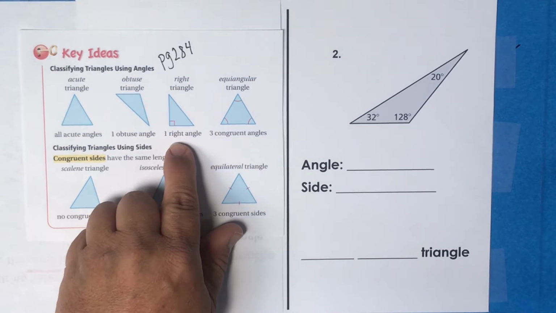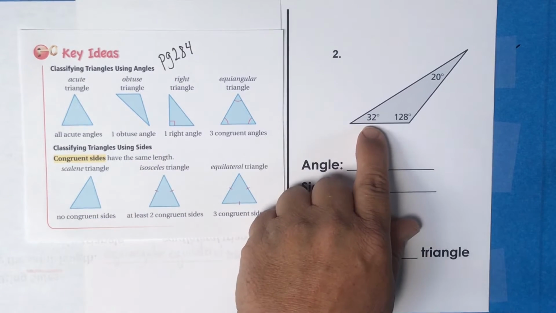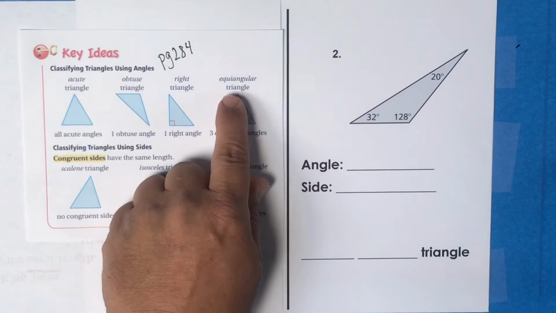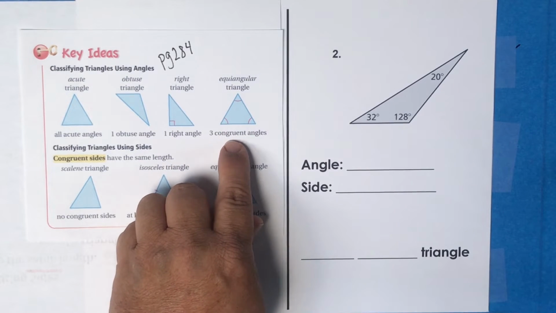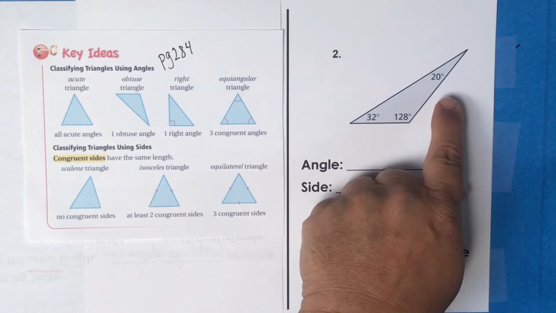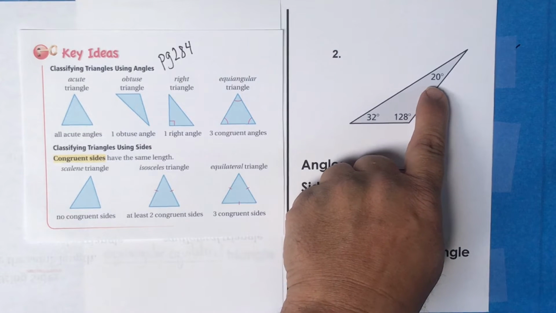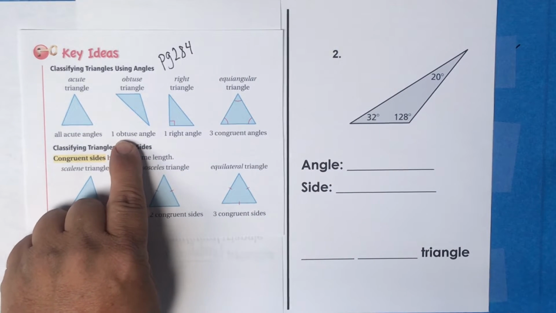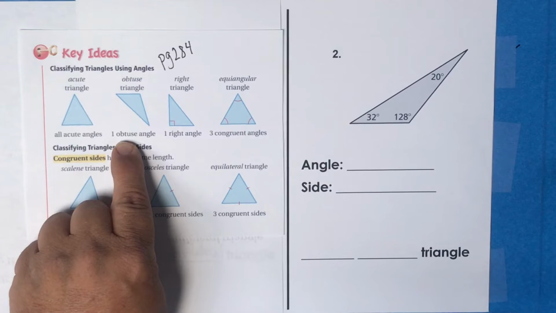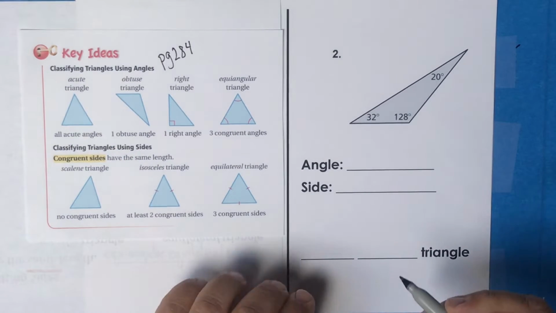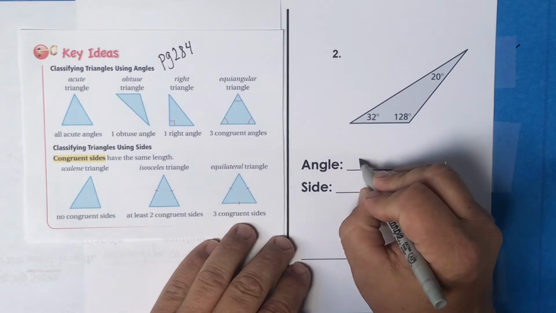Right triangle, it has to have 1 angle that's 90 degrees, and that's not the case here. And an equiangular triangle has 3 congruent angles. Well, these 3 are not equal numbers. 32 does not equal 128, and that doesn't equal 20. So I look at this and realize this is an obtuse triangle based on angle measurement. So for the angle, I'm going to write down obtuse.